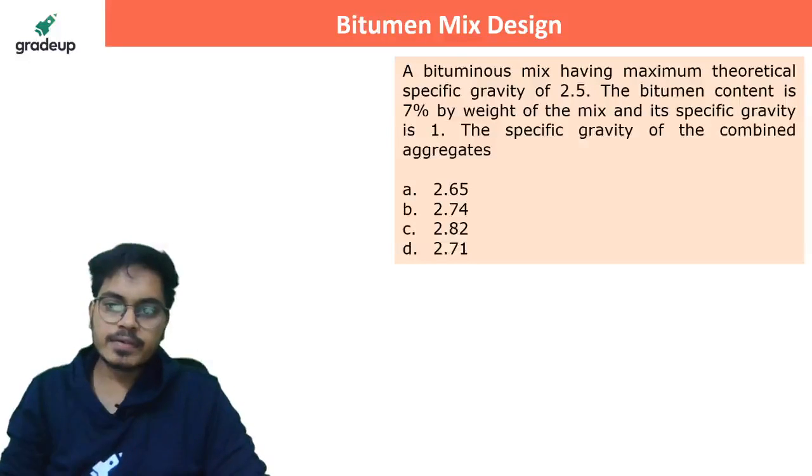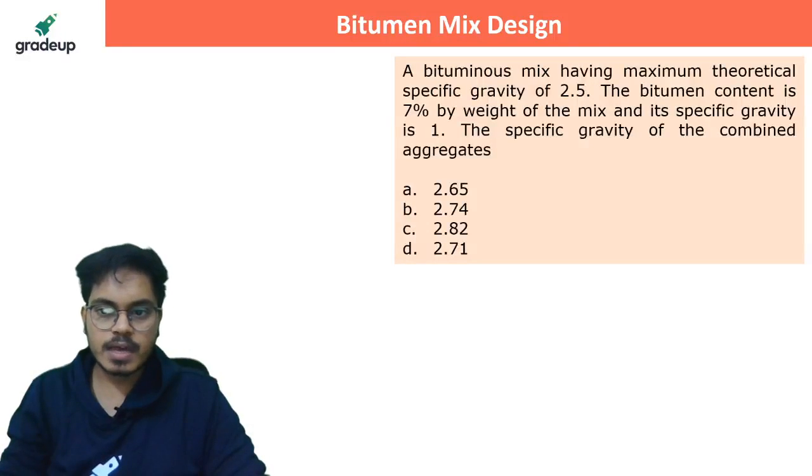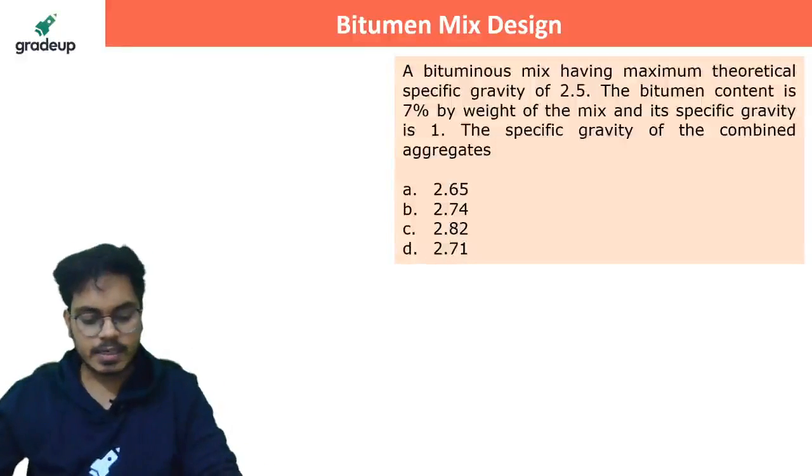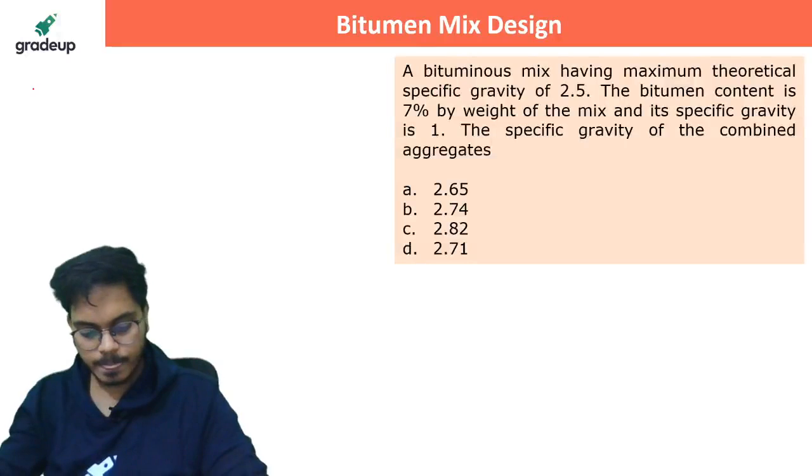A bitumen mix having a maximum theoretical specific gravity of 2.5. The bitumen content is 7% by weight of the mix and its specific gravity is 1. The specific gravity of the combined aggregate is? Come on guys, very good question. Quickly tell me now. Come on, everybody.